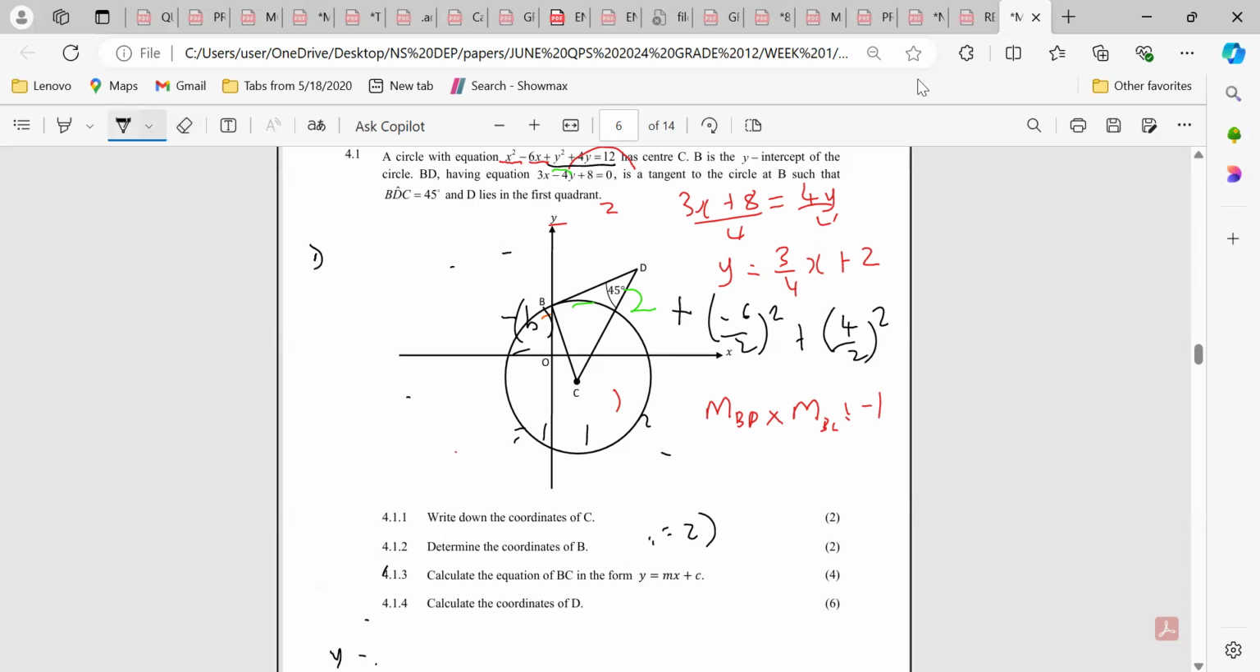So we have x of the center. It's going to be given by minus open bracket b of x all over 2. It's up to you. And then the other one: y of the center is going to be given by minus open bracket b of y divided by 2.